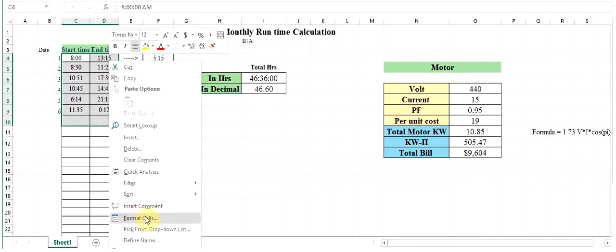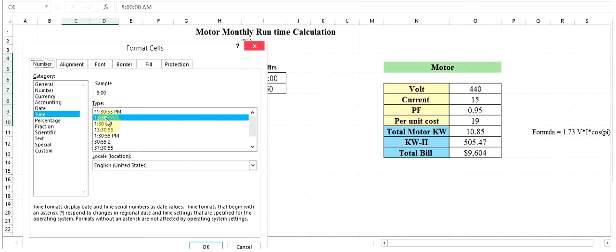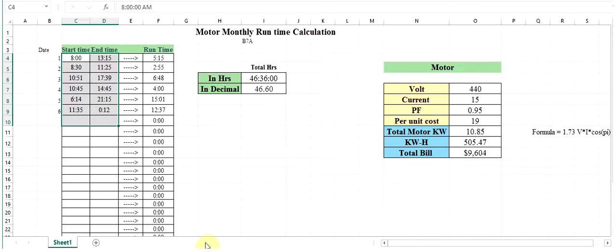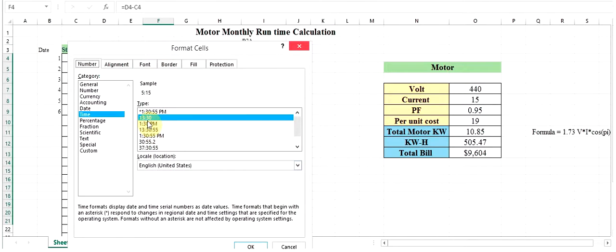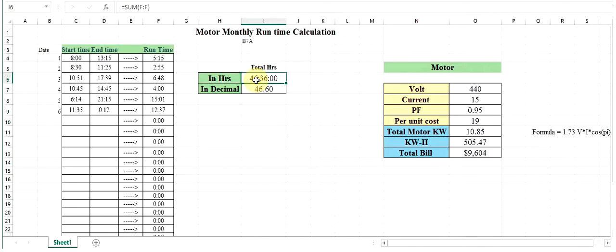Now go to Format Cells, and you will see that we are using the 13:30 time type, because AM/PM is not our concern. So we have to use the 13:30 format instead of the 1 AM/PM format. You have to make this cell in this format, as well as this one in the 13:30 format, and this should also be the same.